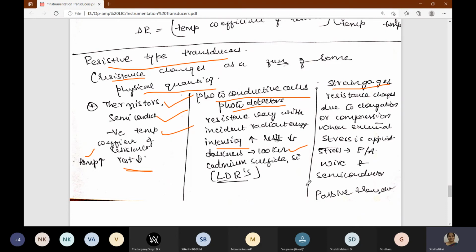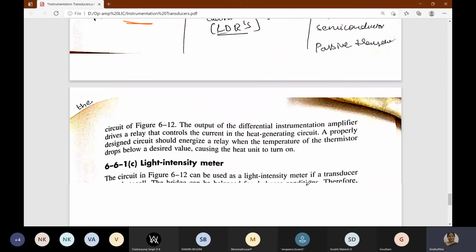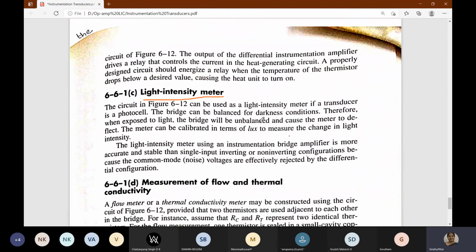One more type I'll show you. This is the light intensity meter, where the same thing can be used. A photocell is used, where in the figure we showed the resistive transducer, in that place a photocell will be placed, and it is used to measure the change in light intensity. Lux is the unit that is used. The light intensity meter using an instrumentation bridge amplifier is more accurate and stable than single input inverting or non-inverting configurations. Next, it can be used to measure flow also, the flow rate.